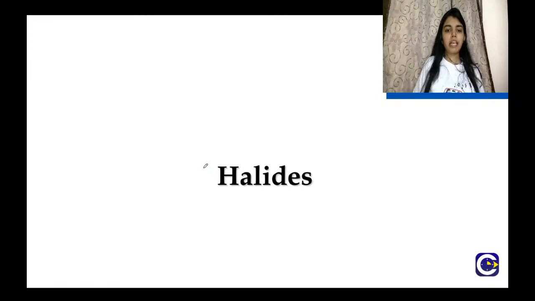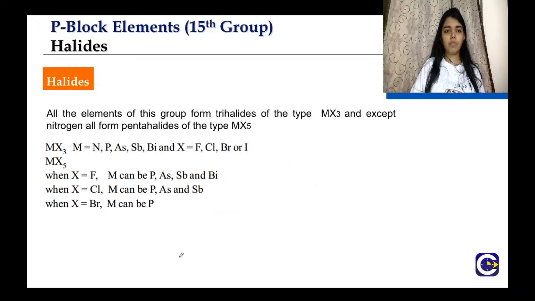Now next we will discuss the halides. We have discussed the hydrides, now we will discuss the halides. There are two types of halides, basically trihalides and pentahalides, that is MX3 and MX5, where M is the group 15 element and X is the halogen. X can be fluorine, chlorine, bromine or iodine.